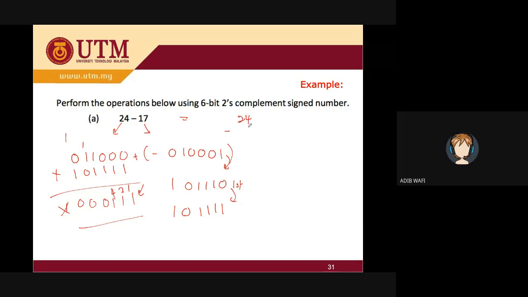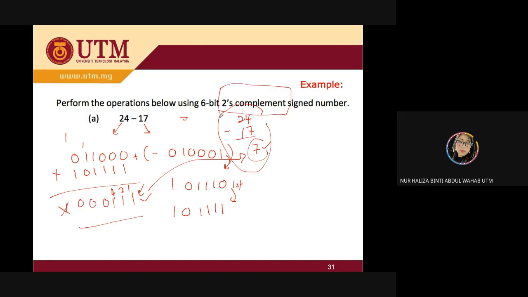24 tolak 7. Kita dapat berapa? 17 doktor. 24 tolak 17, dapat 7. So you can see in the decimal we will get 7. And then in binary we will get 0, 0, 0, 1, 1, 1, which is also, if we convert to decimal, we will get 7. So it's correct. That is why, again, you need to do the first complement for negative number.